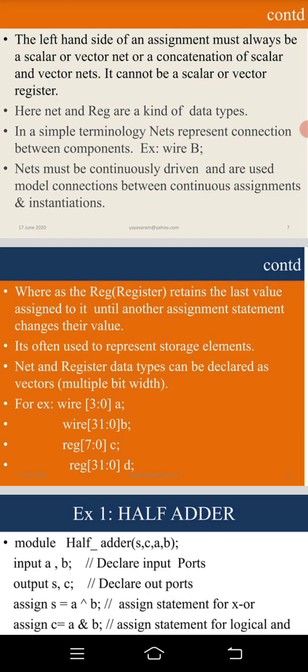Net and register data types can be declared as vectors or multiple bit widths. For example, wire [3:0] A. Wire [31:0] B. Then reg [7:0] C. And reg [31:0] D.